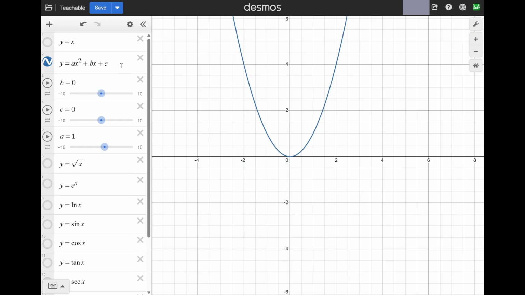And then our c value is our typical y-intercept. So if we shift this one, it shifts the graph vertically. So if c is 0, it's going to touch the y-intercept at 0. If c is, say, 1.5, it's going to touch the graph at 1.5. Let's put this back to 0.